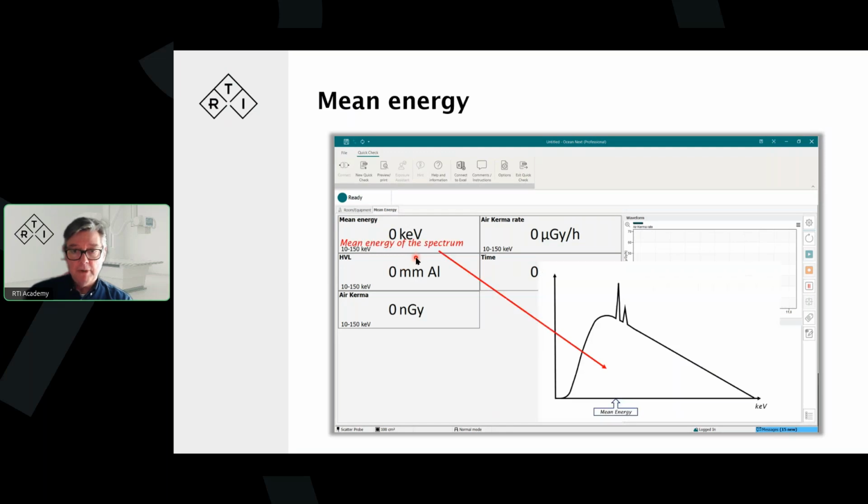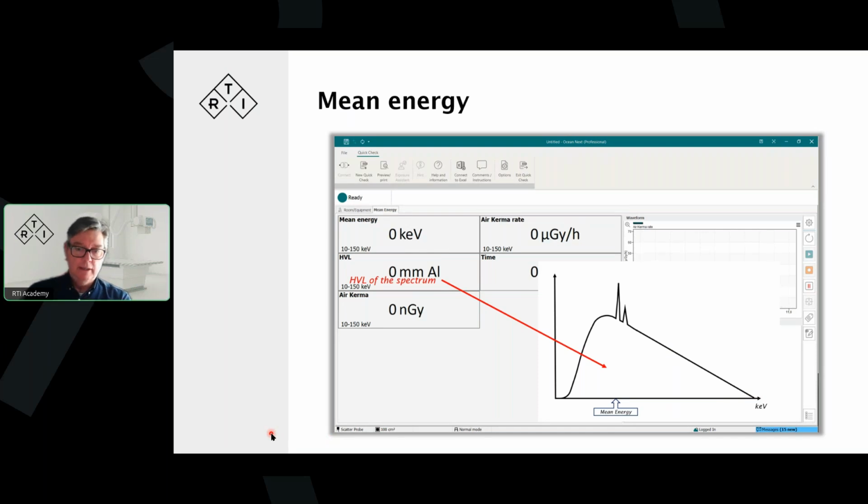So this is then the spectrum. And what do we mean by the spectrum? Well, this is the spectrum. So we're looking at the mean energy of the spectrum, and the mean energy is down here. This is the mean energy, not the acceleration voltage, which is up here. So we need to keep that in mind. Same thing as for the HVL. It's the HVL value for the complete spectrum. So that's the mean energy mode, so we know what we're talking about.